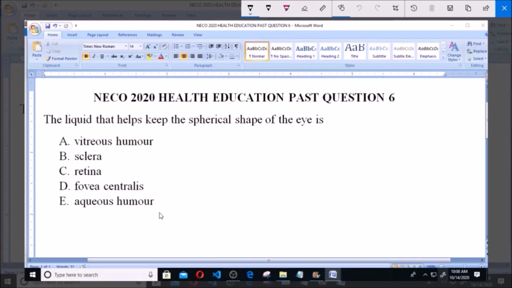We have the vitreous humor and the aqueous humor. Since the question says "the liquid that helps," we can single out the vitreous humor and aqueous humor, because these are the liquid components. But now let's take them one after the other.